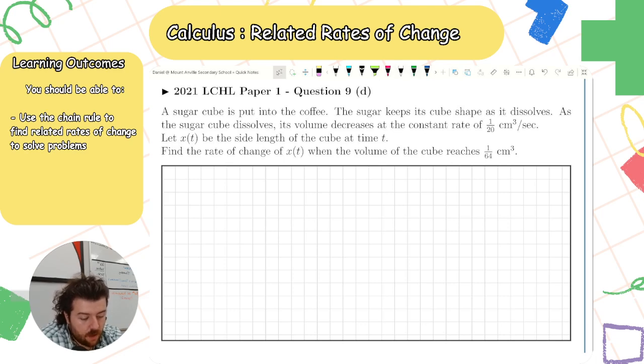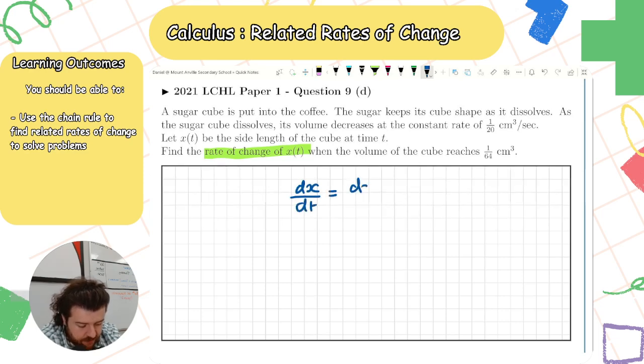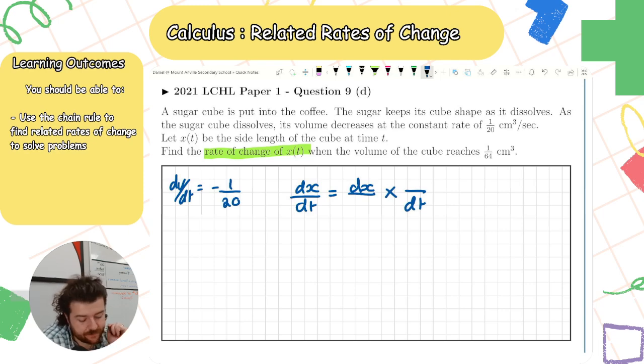So, what do I have and what am I looking for? I'm finding the rate of change of x, so I am looking for dx/dt. Setting up chain rule, dx/dt, ding, ding, multiply. So what other information do I have? The sugar keeps its cube shape as it dissolves, its volume decreases at a constant rate of 1 over 20. So dV/dt is equal to minus 1 over 20 because it's a negative rate.